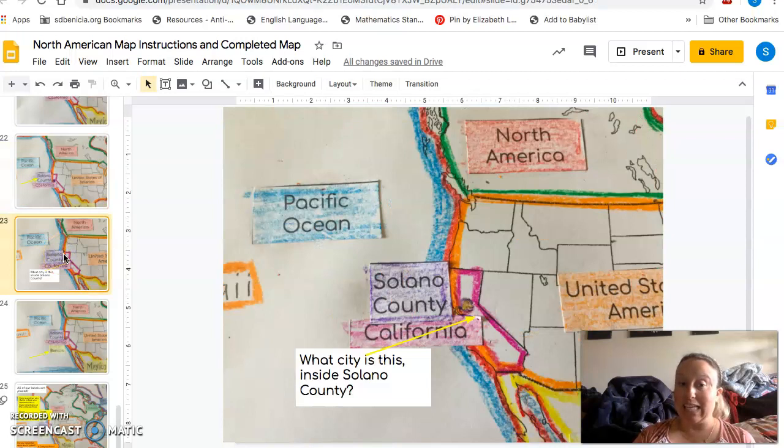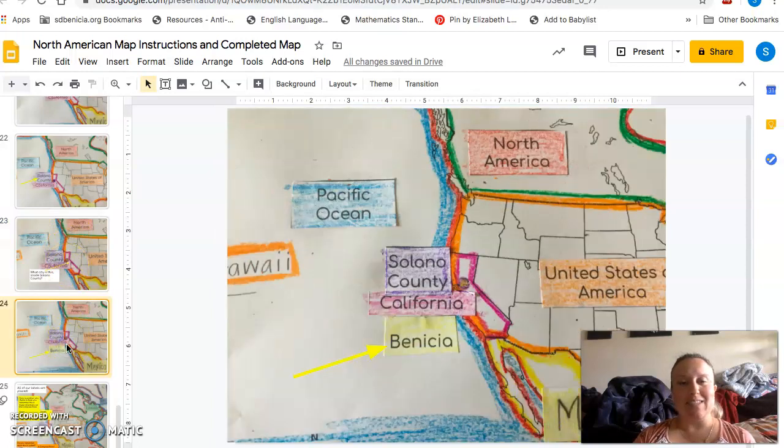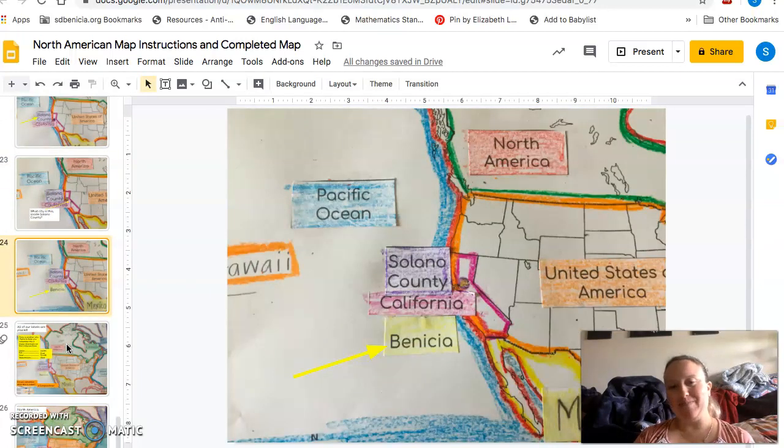Next, what city is this? You can see that I've highlighted it in yellow. Is this inside Solano County? I'll give you a hint, it's where St. Dominic's is. You're right, it's Benicia.